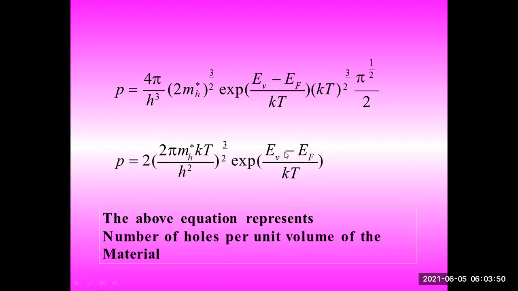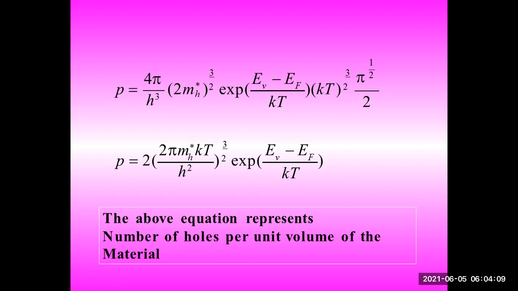Now this is EV minus EF. There was EF minus EC in the previous case for electrons. Here it is EV minus EF by kT. Everything is the same, you can understand. See, the number of charge carriers for the conduction band, the number of electrons, and for the valence band, the number of holes, we just calculated.